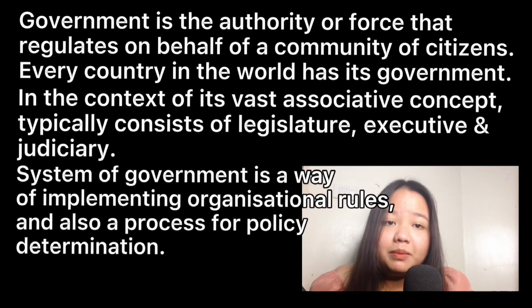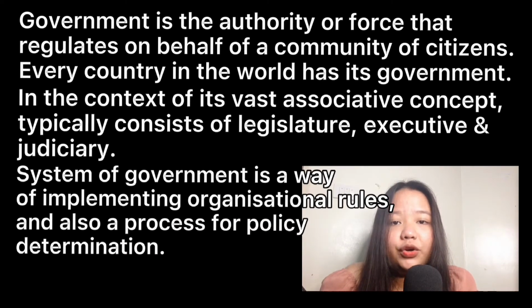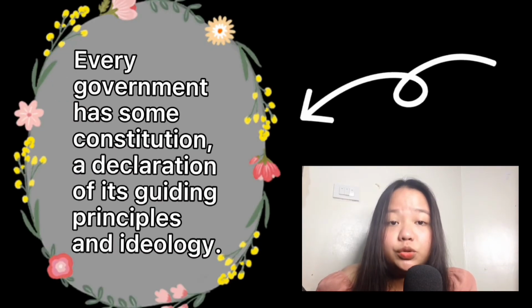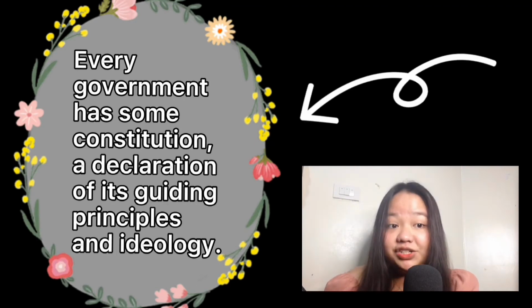A system of government is a way of implementing organizational rules and also a process for policy determination. Every government has some constitution, a declaration of its guiding principles and ideology. So government does not stand without function. So now, we will talk about the functions of the government.